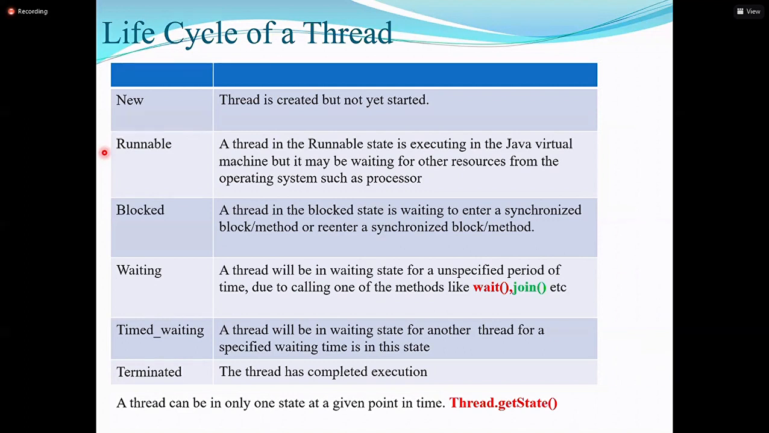So basically, according to the Java documentation, there are 6 life cycle stages in a thread, but you can squeeze one more life cycle stage in between the runnable stage and blocked stage. What is that life cycle stage? Can you please tell me? What is that stage?